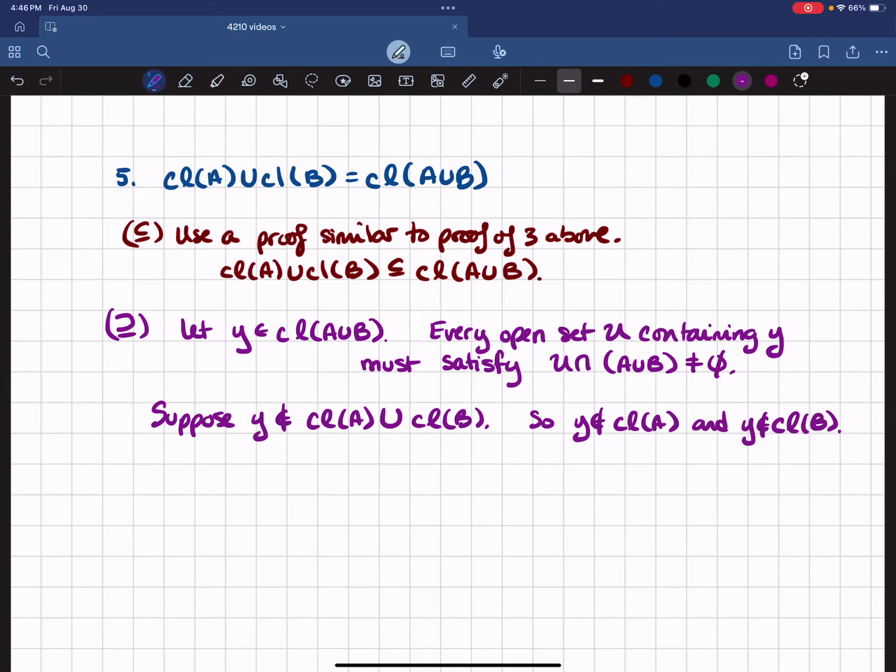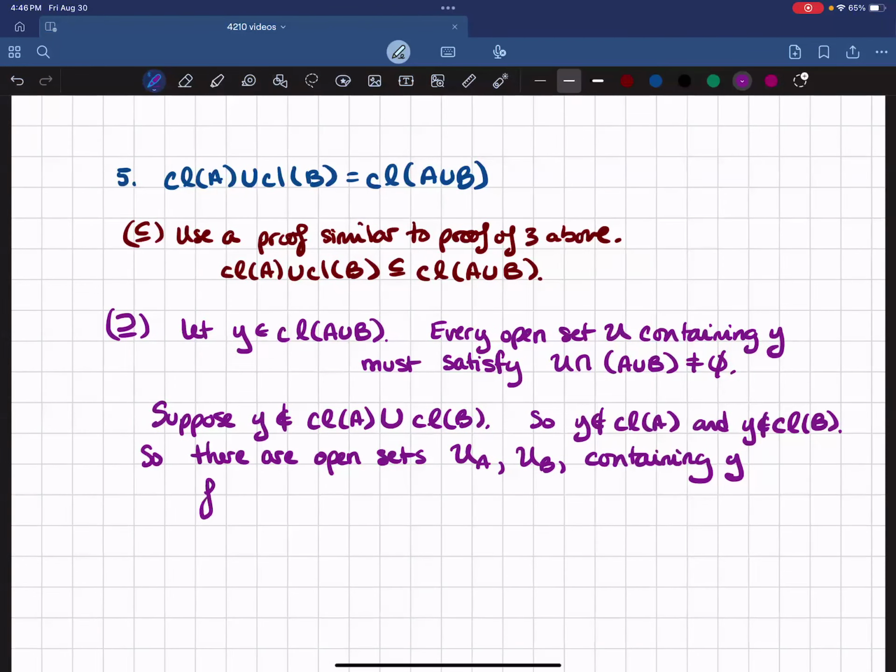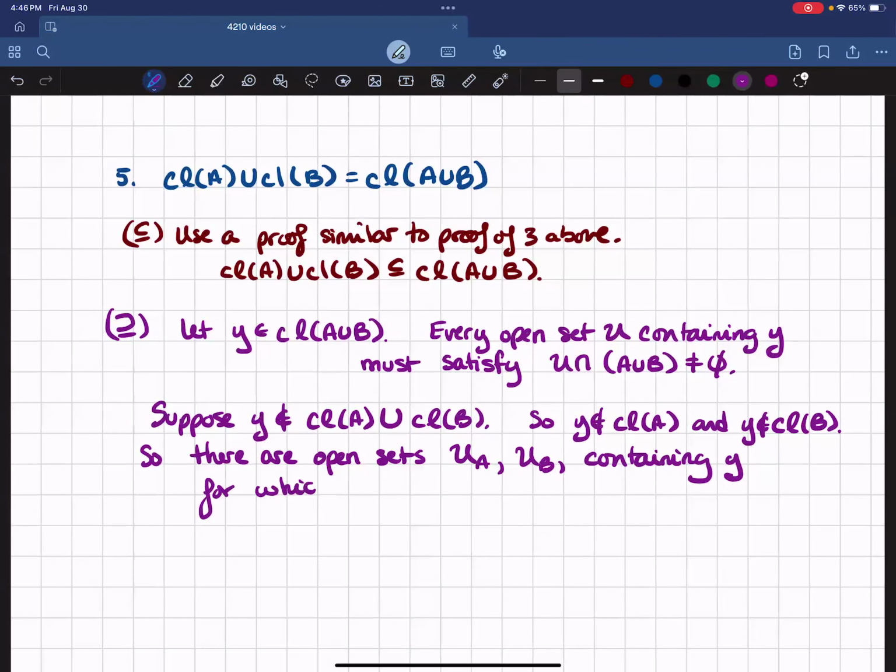That means there are open neighborhoods, there are open sets. I'm going to call the first one U sub A, and the second one U sub B, containing Y, for which U sub A intersect A is empty, and U sub B intersect B is empty.